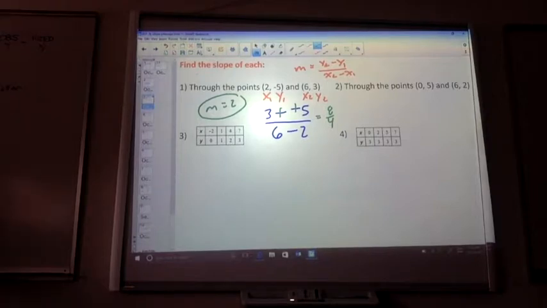Okay? You came to this second set of points. x1, y1, x2, y2. What's y2? 2 minus y1, x1, or x2, excuse me, minus 0. So on this particular one, you get negative 3 over 6, which gives me a slope of negative half.